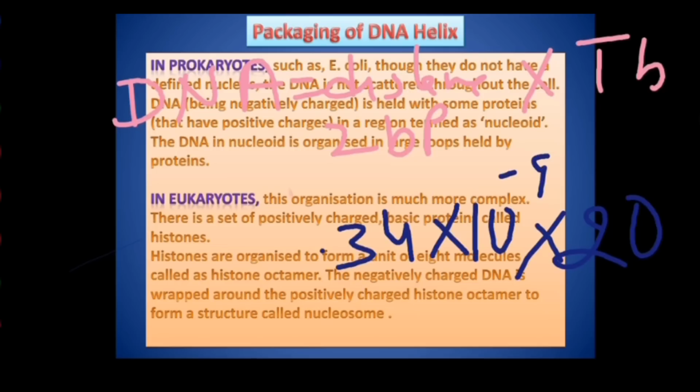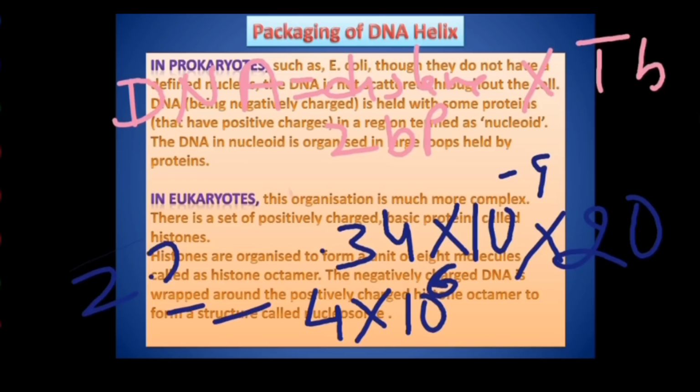So what is the length of DNA? If you calculate this, you will get approximately 2.2 meters. So this is the length of DNA of a typical mammalian cell.